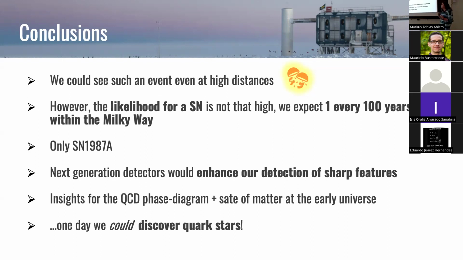We also take away that next generation detectors can enhance our detectability of these sharp features, sharp because they are really small in time. Then we will be able to find out things about how the phase transition happens and get part of the phase transition diagram in QCD solved. That is the part of the QCD diagram that we cannot calculate with lattice QCD because we don't have enough computational power. And one day, maybe we can discover these new compact objects. And that's it.